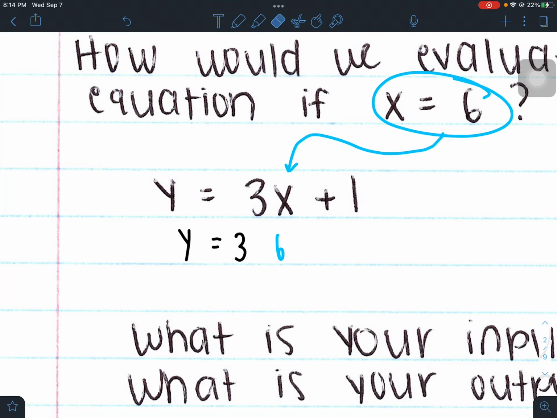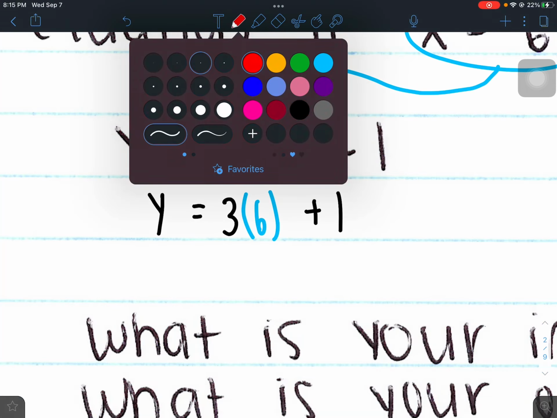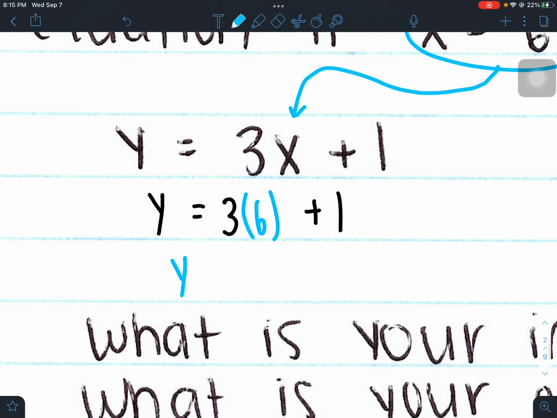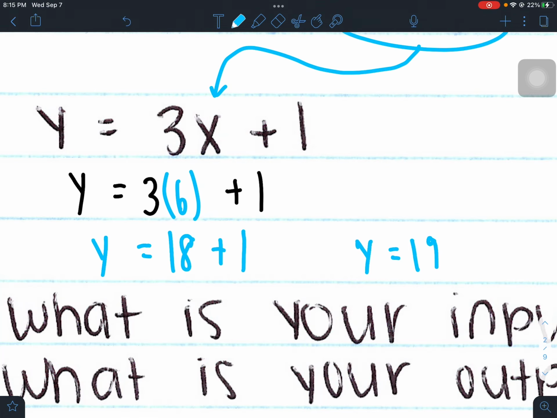Now, why do I have to use parentheses? Well, if you don't use parentheses, then it looks like you have 36. So 6 is what we're inputting into the function, so we're going to plug 6 in, and then we have plus 1 here. All I'm doing is substituting the X value with a 6. Now I'm going to continue evaluating and simplifying this down. What is 3 times 6? 3 times 6 is going to give us 18, and then we have plus 1 on the end. Don't forget that there is a plus 1 in this function. And then I have 18 plus 1, which ultimately is 19. So that would be my final answer here, y equals 19.